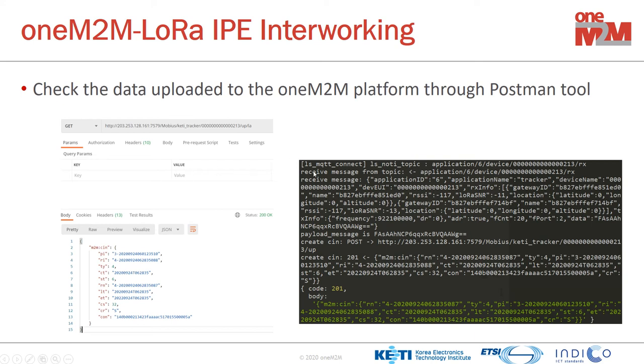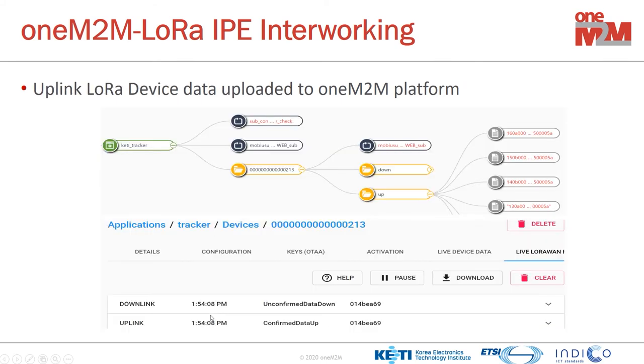Of course, you can do that by your own implementation or the resource browser that we just saw. When you see the content attribute, there's the encoded data that can be parsed later. So this is a LoRa uplink message uploaded to the oneM2M platform. So whenever there's new data, whenever we push the button, there's a new content instance creation under the up container. And you can check it, of course, from the TrackStack admin page. So this is really helpful. And you can do the same or a similar thing from the resource browser.